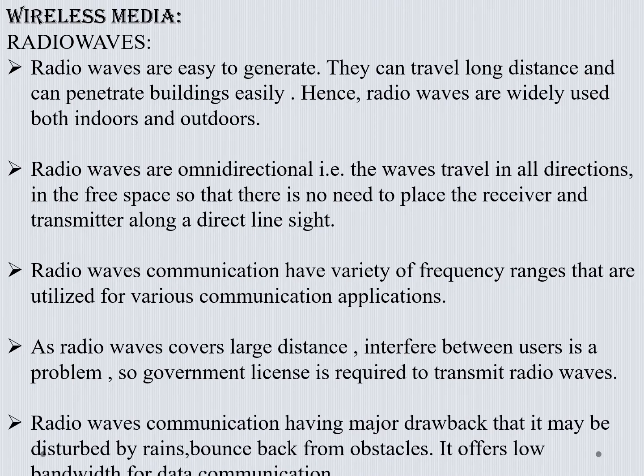Radio wave communication has a major drawback. The first drawback is that it is disturbed by rain. When it is disturbed by rain, as the signal travels, sometimes the signal bounces back, due to which it offers a lower bandwidth for data communication. So this is the demerit of radio waves.